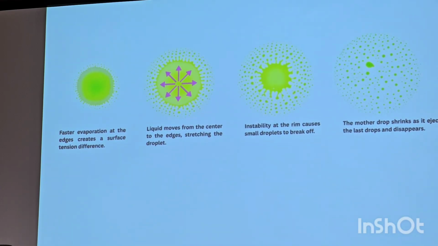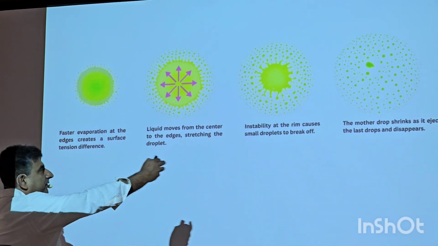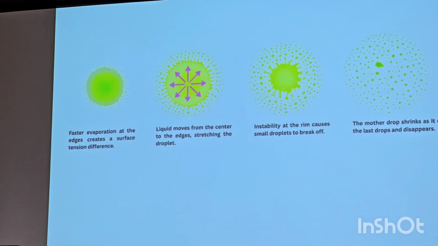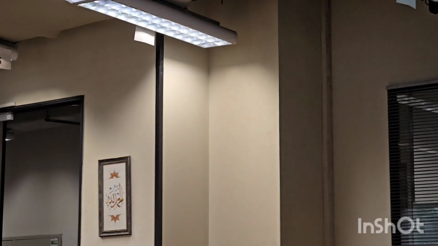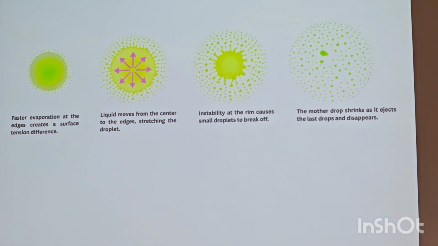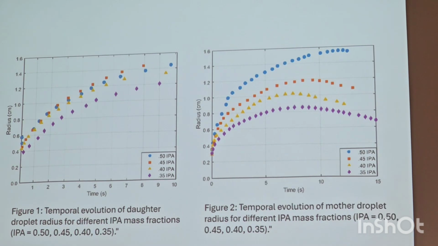And because of this difference in energy, this gradient in energy, there is an outward flow. But on the outer rim of this mother drop, the drop cannot sustain its shape. It's not rigid enough, so it breaks up into these smaller drops. Okay, so this is an explanation of the Marangoni effect.